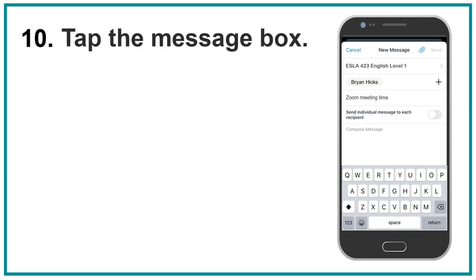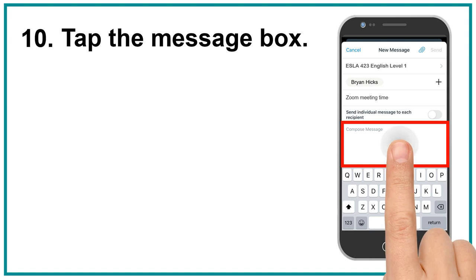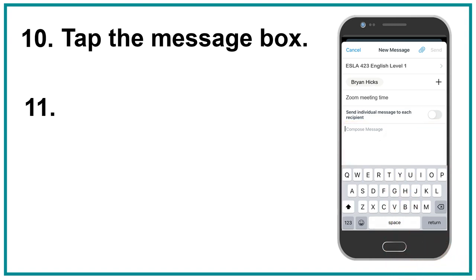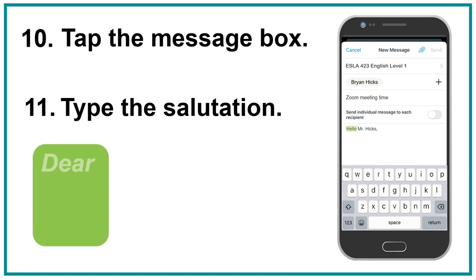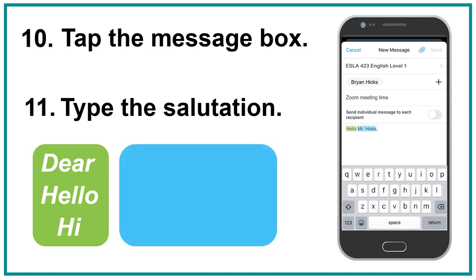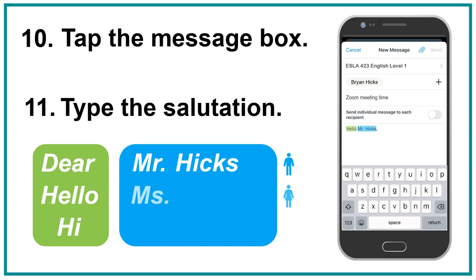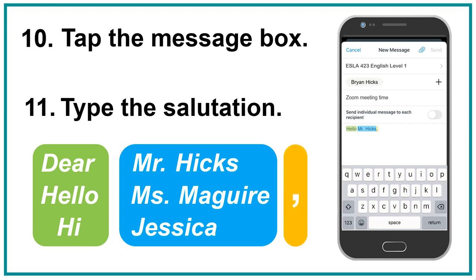10. Tap the message box. 11. Type the salutation. A salutation has a greeting, like dear, hello, or hi, the name, like Mr. or Ms. and the last name, or the first name, and a comma.